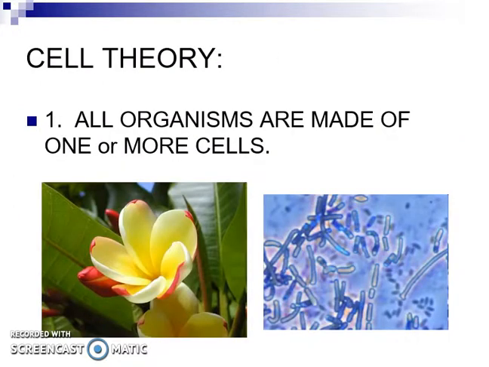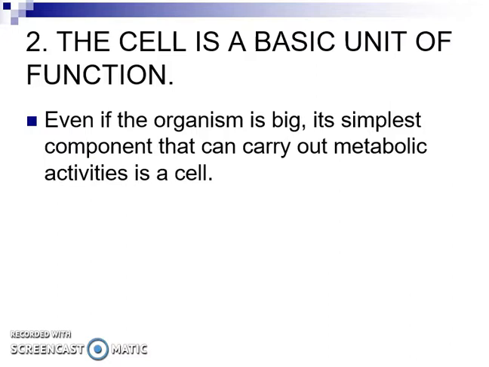So the first part of the cell theory is that all organisms are made of one or more cells. So on the right-hand side, you have tiny little bacteria, they're single-celled organisms, versus the left side, you have a big plant that actually has a beautiful flower over here, and that's made of multiple cells. Second stage is the cell is the basic unit of function. Even if the organism is big or it's simple, its simplest component can carry out any metabolic activities in the cell. Now, metabolic activities include any chemical reaction in the body or in that cell that is going through that process in order to maintain homeostasis.